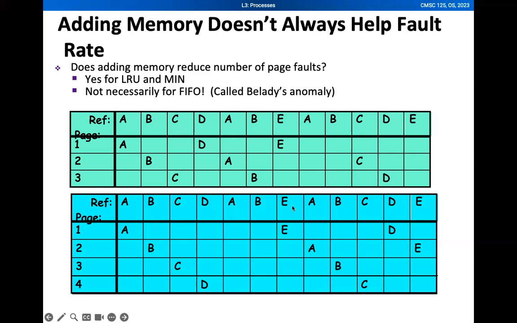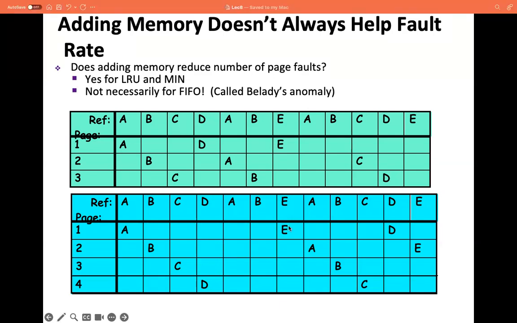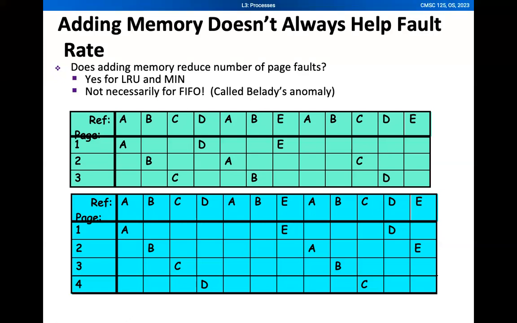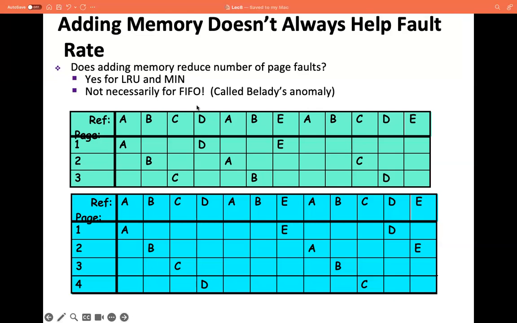But we have already replaced A earlier with E, so A must be reloaded and it replaces B, and so on and so forth. So the thing is, we can see that basically the number of page faults are relatively the same, or there is not much improvement. Okay, so we can see that the number of page faults did not improve even with the addition of a new memory. Okay, so it is not particularly good for FIFO, and again, it's called as Belady's anomaly.